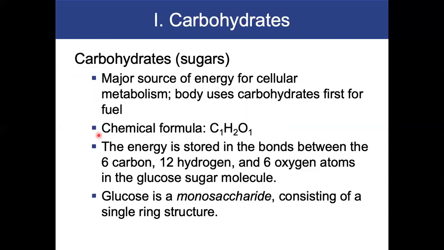The chemical formula of all carbohydrates is 1 carbon to 2 hydrogens to 1 oxygen. So glucose is C6H12O6, a 1 to 2 to 1 ratio. Where do we get the energy from? The energy is actually stored in those carbon to carbon bonds. As we break those carbon to carbon bonds, you're going to grab that energy and use it to make ATP. We'll talk about that once we get to metabolism.